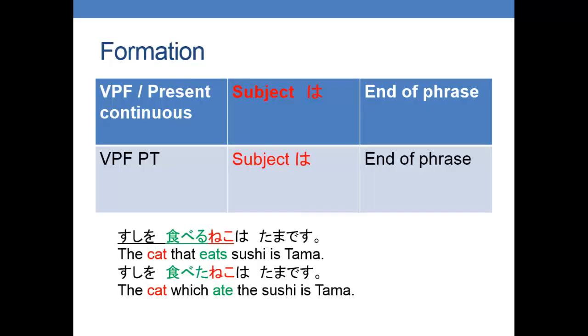You would have deduced from our sample sentences that the formation is either verb plain form or present continuous, your te imasu, but in the plain form, te iru. Then your subject of the sentence is in the middle, then you have your end of phrase. You can also have verb plain form past tense. So in our sentences at the bottom, you've got sushi o taberu neko wa Tama desu, the cat that eats sushi is Tama. However, the second example is the cat that ate, past tense, sushi is Tama.